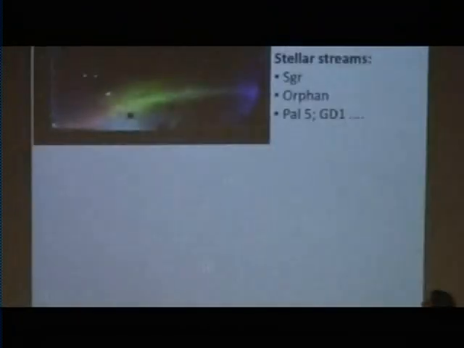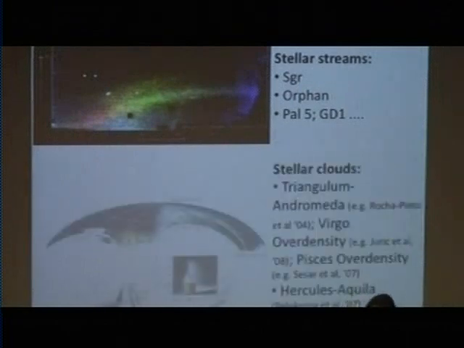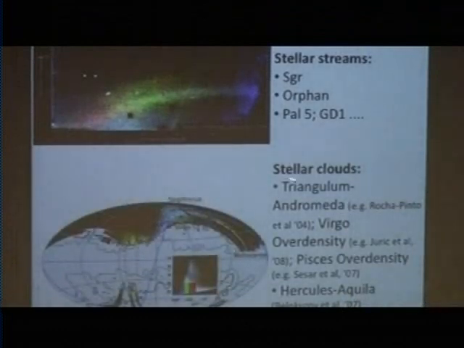some of these observations. I've grouped them very simply in two categories. I've already shown you the Sagittarius stream, the Orphan stream. So you've seen what streams look like. They look like streams, right? Astronomers are so great at naming things. Stellar clouds is the other type of debris structure I want to talk about. And here's a few names of things that have been discovered.